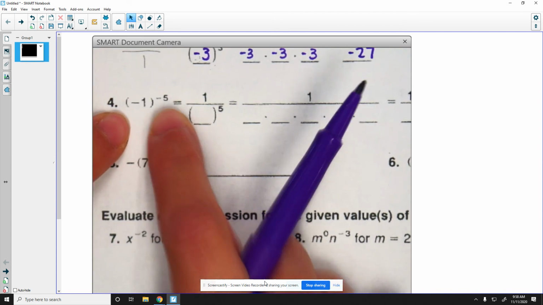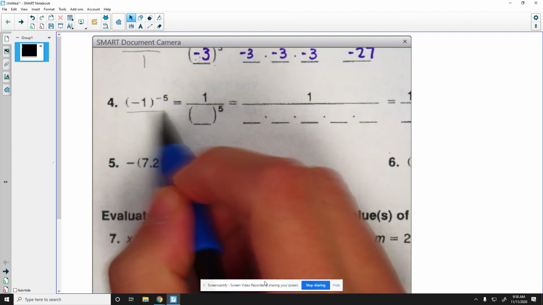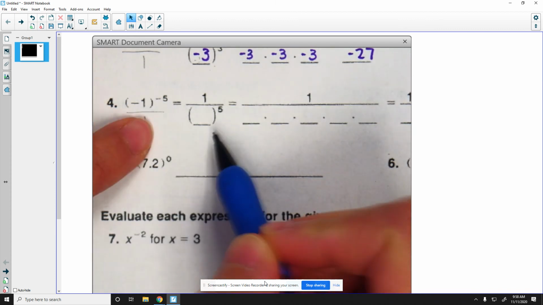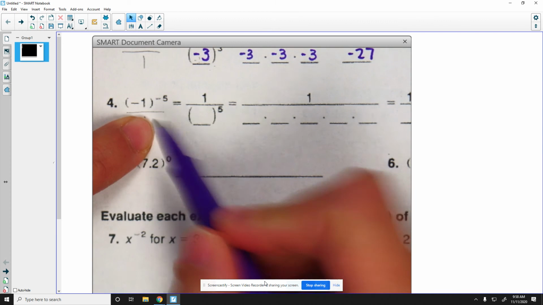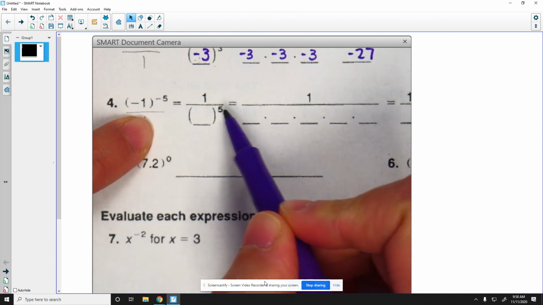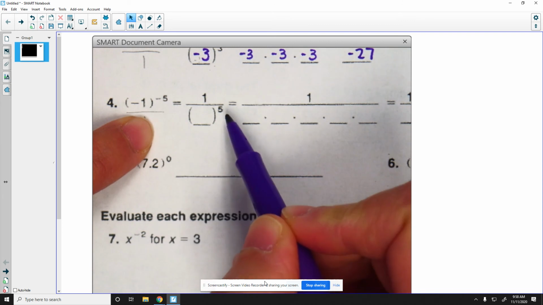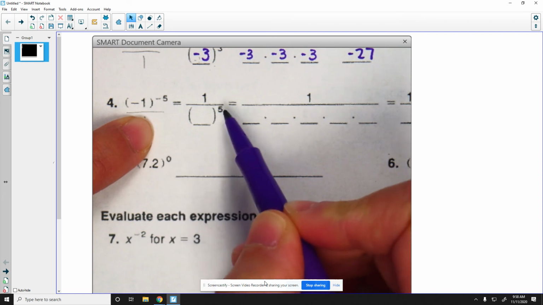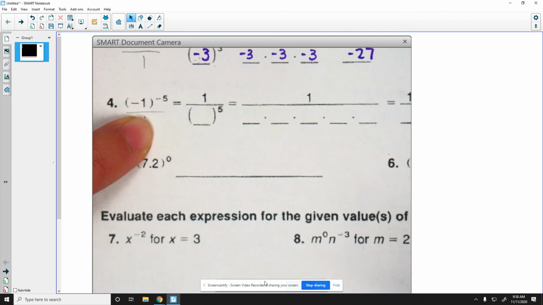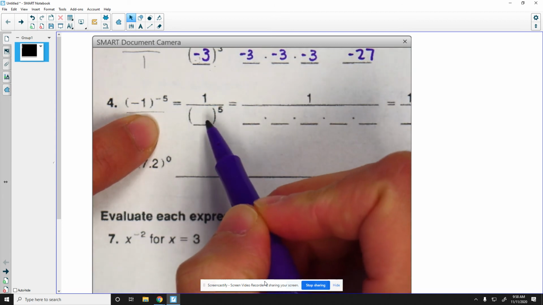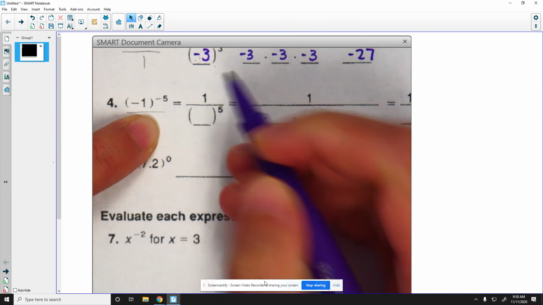-1 to the -5. All right, so first of all, it has a negative exponent. If I have a negative exponent, then it flips, right? That's the rule. So it goes to the bottom because it was on the top. Notice how the 5 is now a +5, no longer a -5, because once you flip it, then your symbol goes away. Yes?